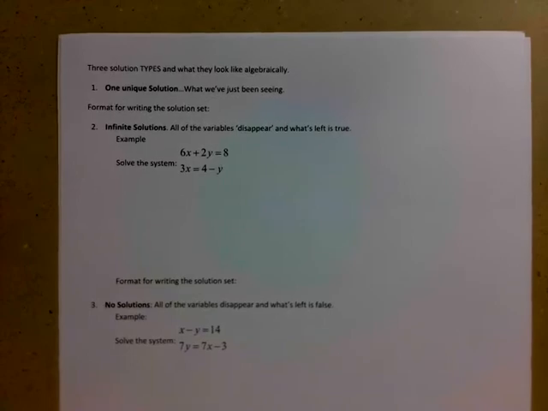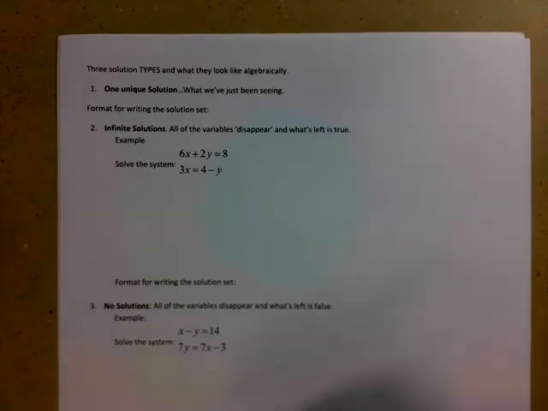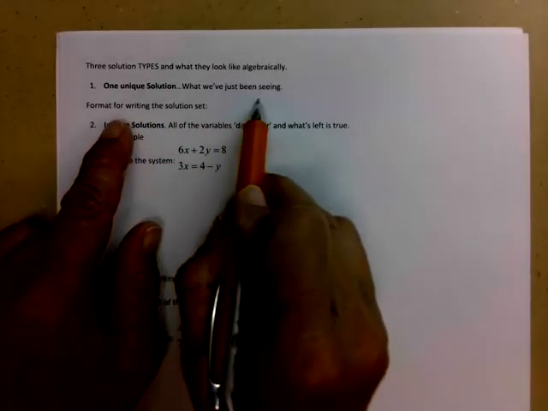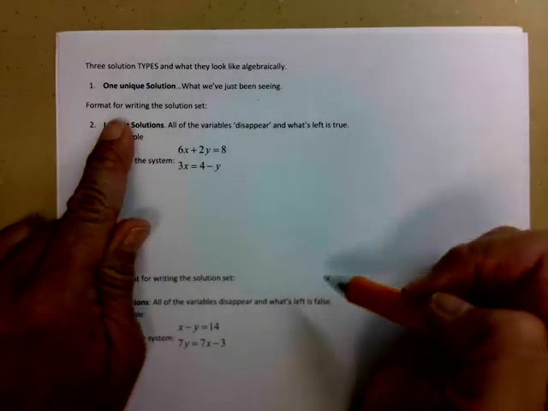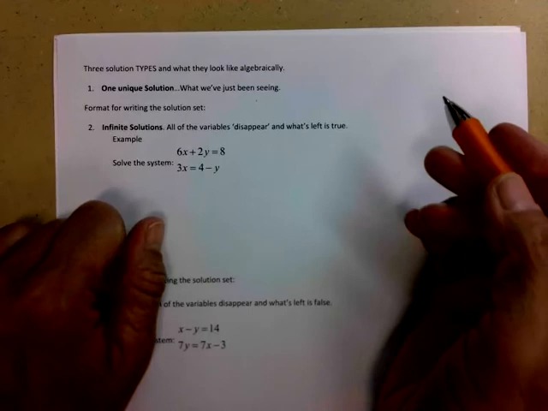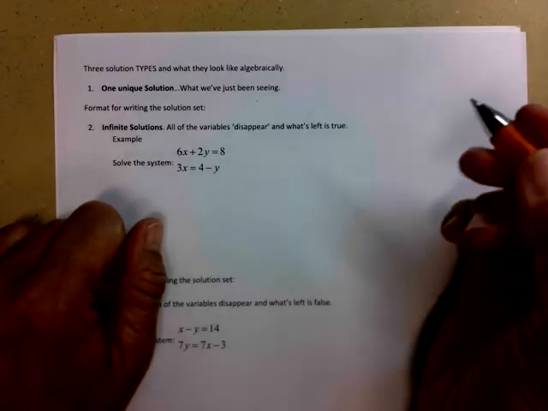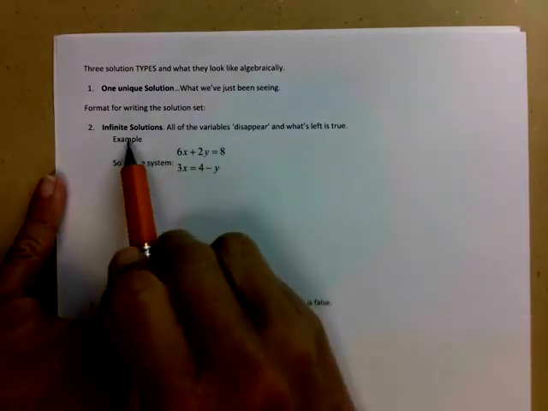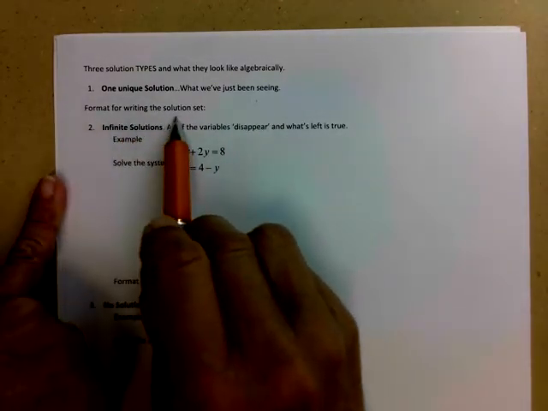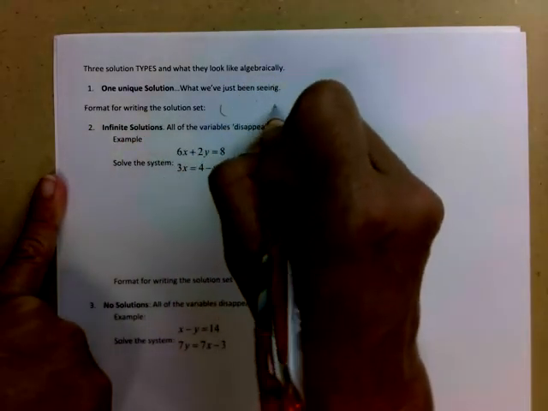Okay, so I just want to show you again the 3 different types of solutions that you have. So one unique solution, that's what we've been seeing, right? All of those examples, we came up with a single answer. Remember, if you were looking at it graphically, that's the point where they intersect. The format for writing the solution set is just that ordered pair.